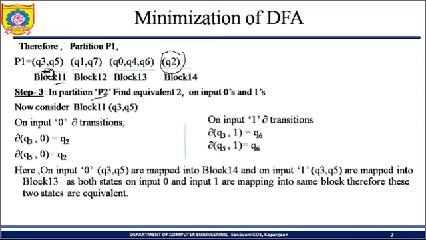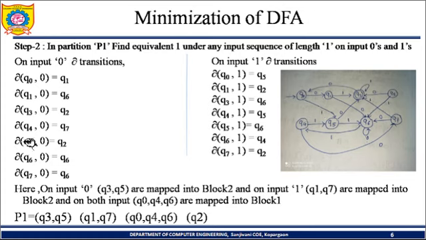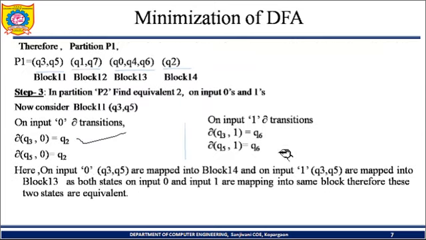That is Q3, Q5, so on input 0 and 1. We have already found their transitions, right? Q3 on 0 will go to Q2, and on 1 it will go to Q6. So here we have written Q3 on 0, Q2; on 1, Q6.